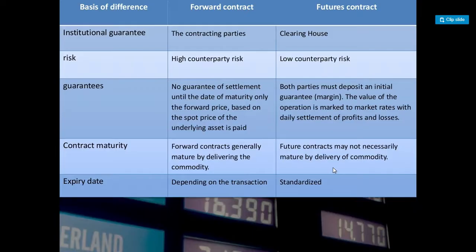The difference between the spot price and the future price will be paid by either of the parties. If it is a profit, whoever is in profit will be paid a certain margin by the other party.